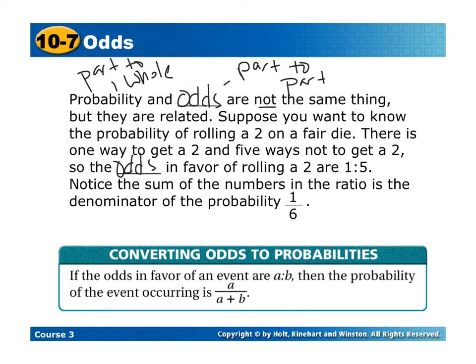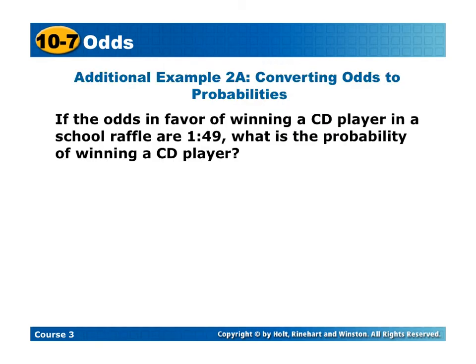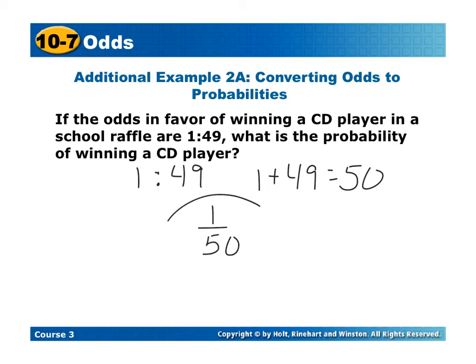So converting odds to probabilities, if you think about it, if the odds in favor of an event are A to B, then the probability of the event would be A over A plus B, because you'd have to put the two parts together. Let's look at an example of what that looks like. So if the odds in favor of winning a CD player in a school raffle are 1 to 49, we want to know what's the probability. So the odds in favor are 1, and you have 49 chances to not win. So 1 plus 49 would give us 50 total chances. So the probability of winning the CD player would be 1 out of 50.